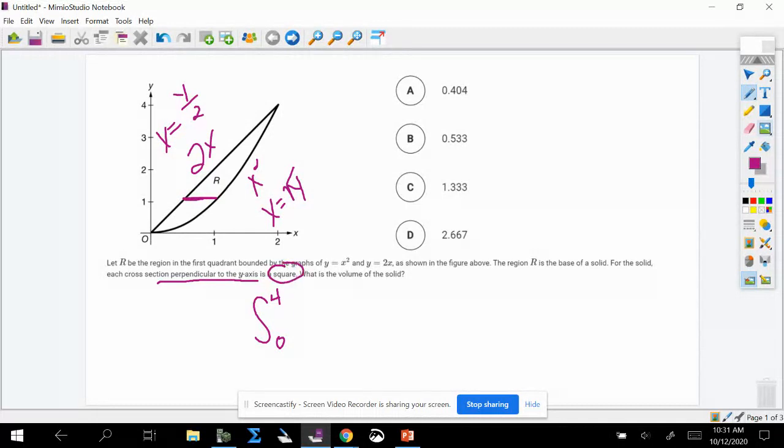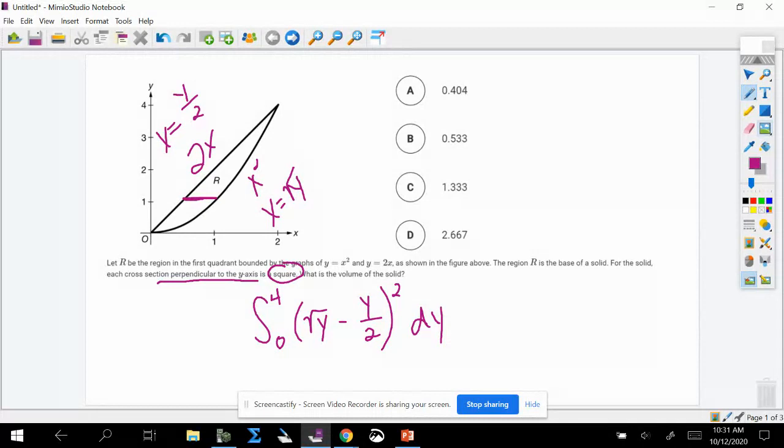To find the length of that side, instead of doing top minus bottom like we do with x's, you're going to do right minus left. So it's going to be the square root of y, which is the rightmost function, minus y over 2. That whole thing is the length, and it does need to be squared. So this would be your setup of your problem.